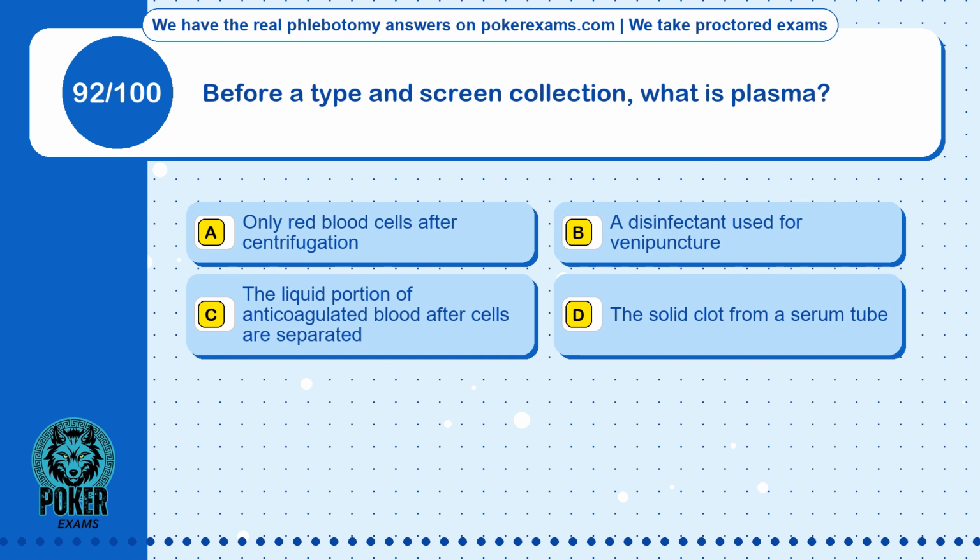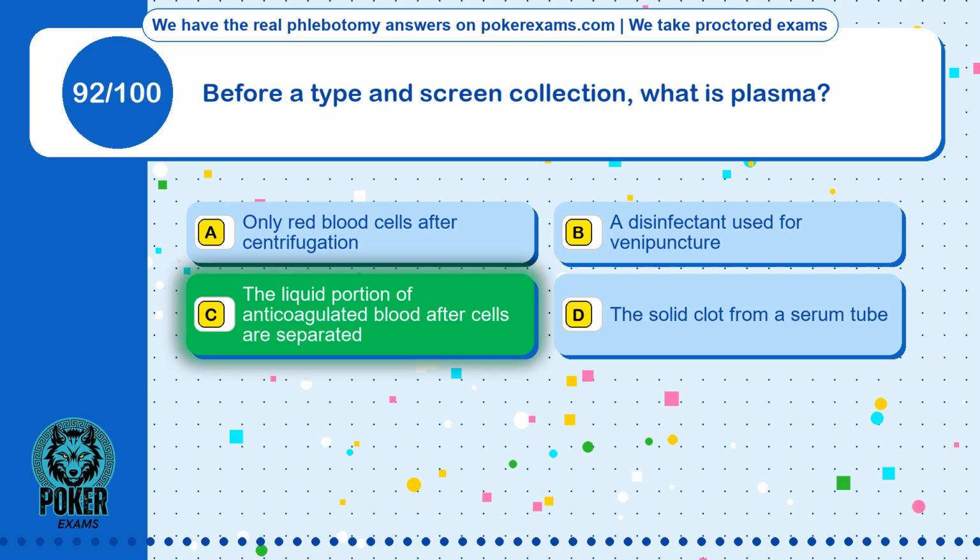Question 92. Before a type and screen collection, what is plasma? Option A. Only red blood cells after centrifugation. Option B. A disinfectant used for venipuncture. Option C. The liquid portion of anticoagulated blood after cells are separated. Option D. The solid clot from a serum tube.